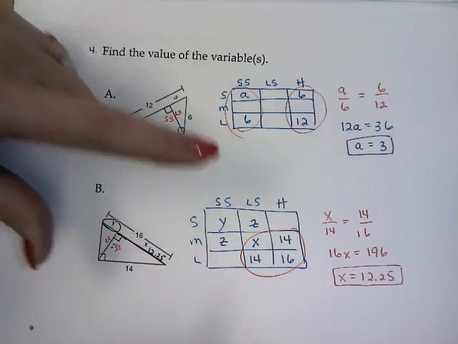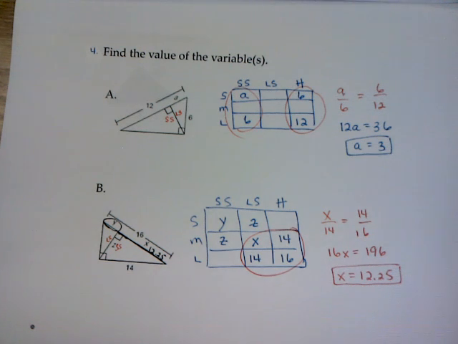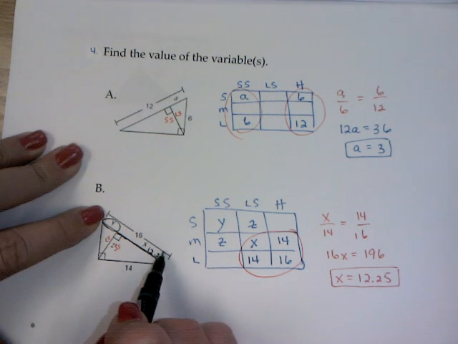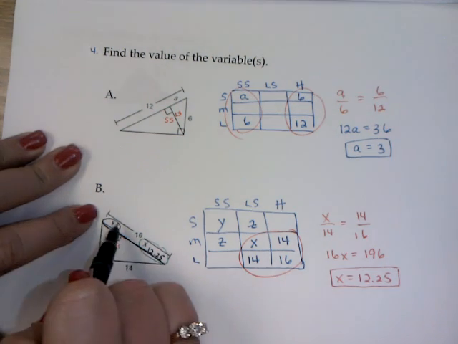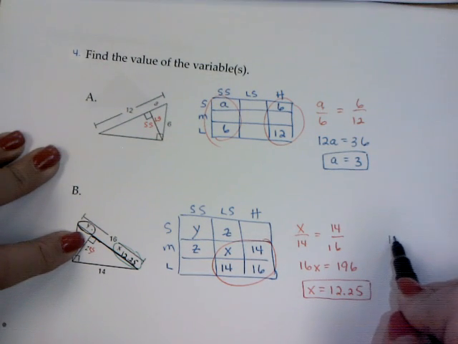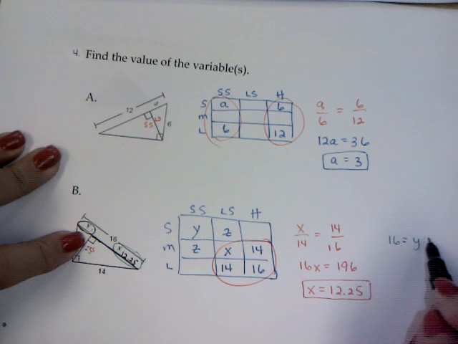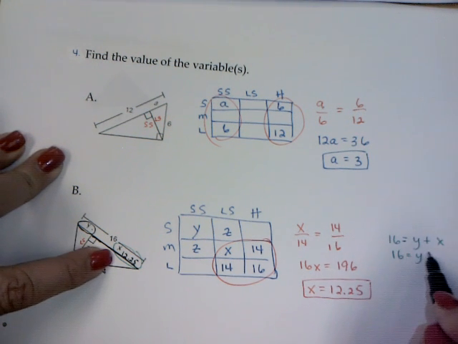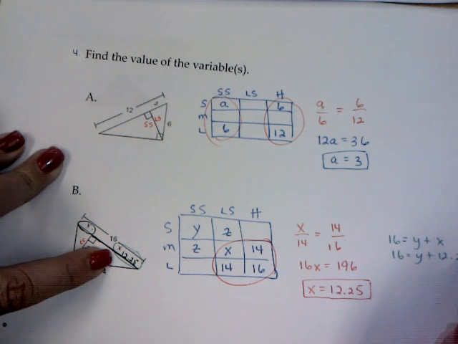I can go ahead and find y now by a simple subtraction. Because I know that the whole piece is 16, and I know what x equals, y is the missing piece. So 16, the whole piece, equals y plus x. We know that x equals 12.25.